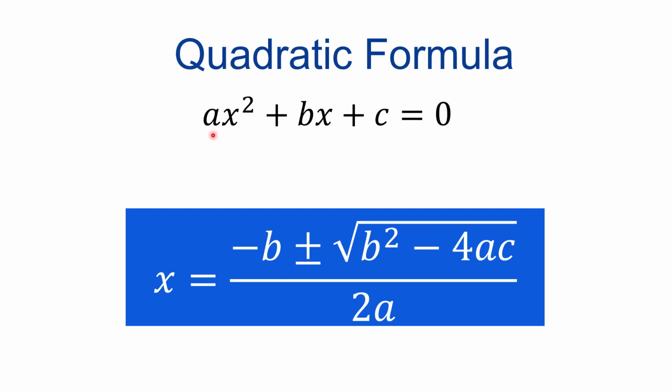Now, our a's and b's and c's come from the quadratic equation set equal to 0. It's very important that the equation is set equal to 0. And then a becomes the coefficient of the x squared term. B is the number in front of x, and c is our constant.